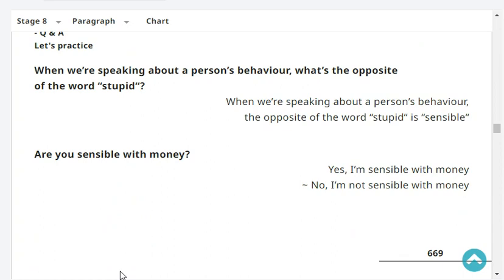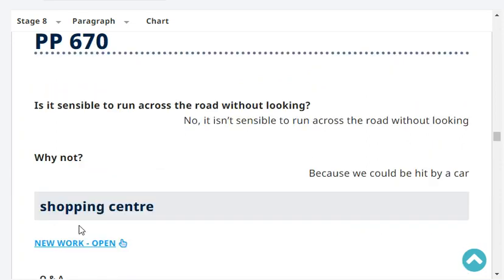Are you sensible with money? Yes or no? No, I'm not sensible with money. Ah, me neither. Okay. Is it sensible to run across the road without looking?